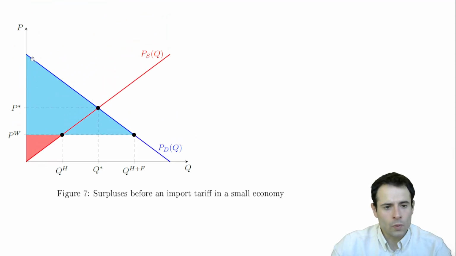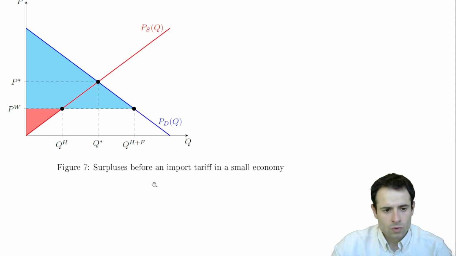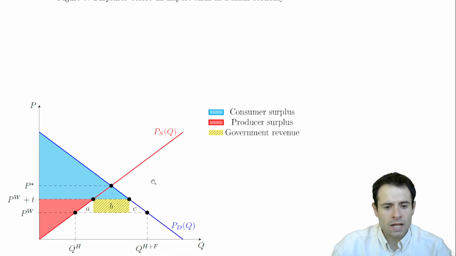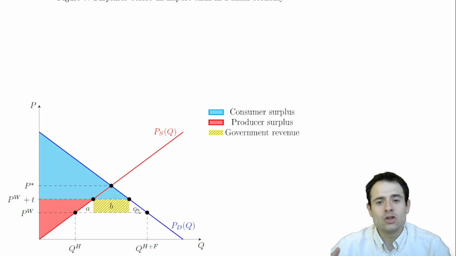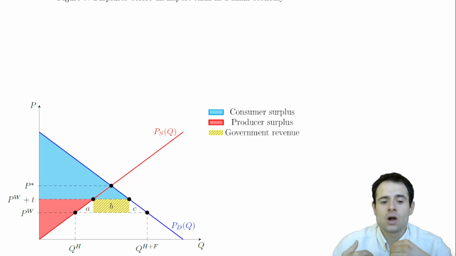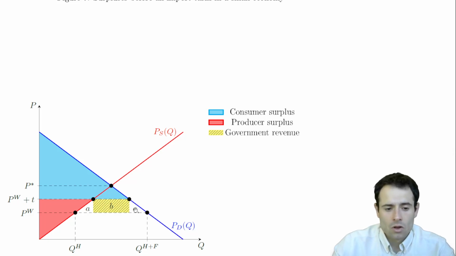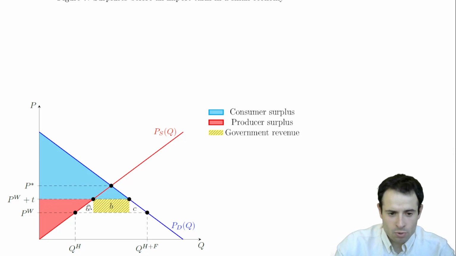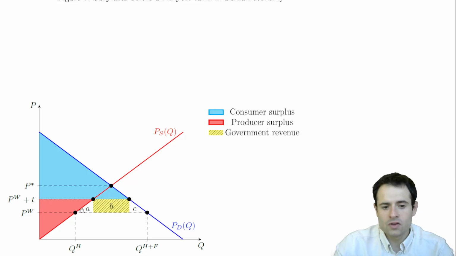Here we are all the way down to PW. Now we are at PW plus T, and you can see that there are three areas A, B, and C that used to belong to the consumer surplus. Now, areas A and C are no surplus at all, and area B is government surplus. Producers gained this much surplus over consumers, so there is no net effect. What they gained here was lost by consumers.